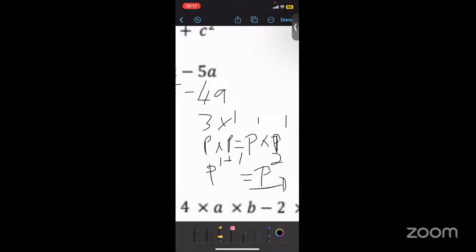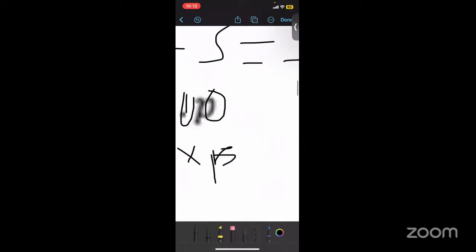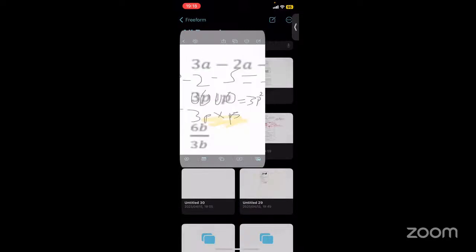Then the 3 will multiply the 1, and 3 multiplied by 1 is 3, because we know by now that anything multiplied by 1 is that very same thing, okay? So we have 3p to the power of 2, like that, being our final answer. And thank you, Manahil. 3p to the power of 2. Any questions so far? Are we all good?